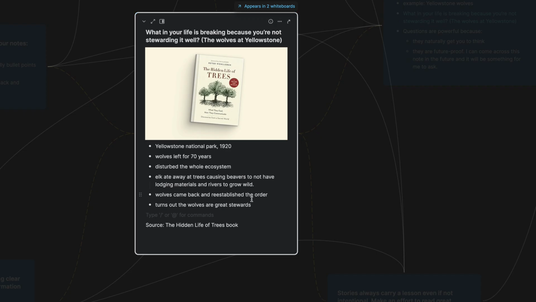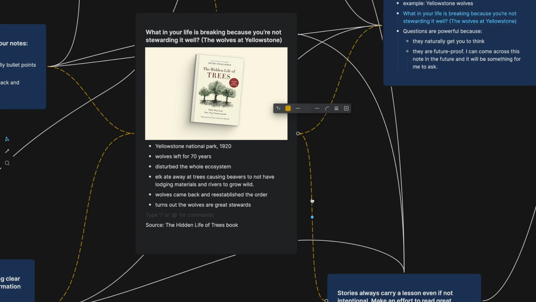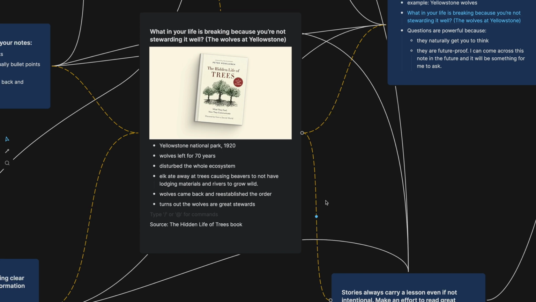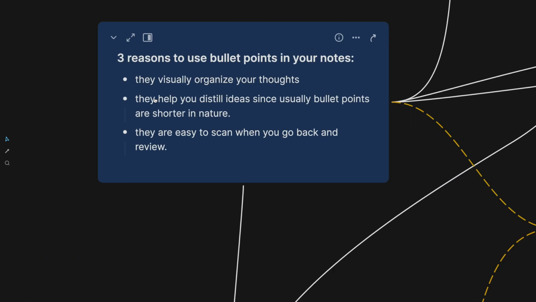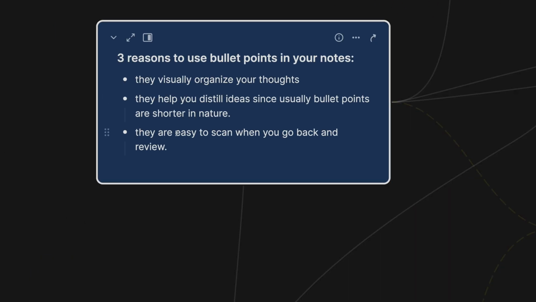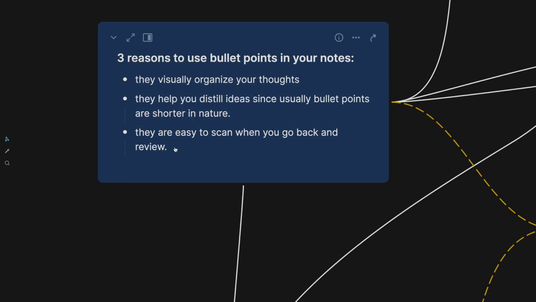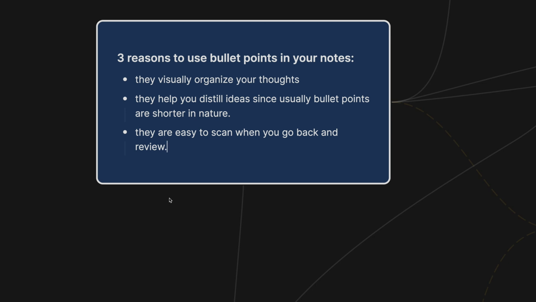If you've watched any of my videos in the past, you know that I like bullet points, but I want to discuss why I like bullet points, right? Three reasons that I use bullet points. Number one, they visually organize your thoughts. Right here, you can see it on this card, how it's visually organized. Let me show you the difference, right?